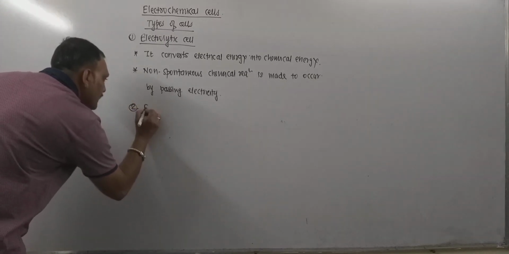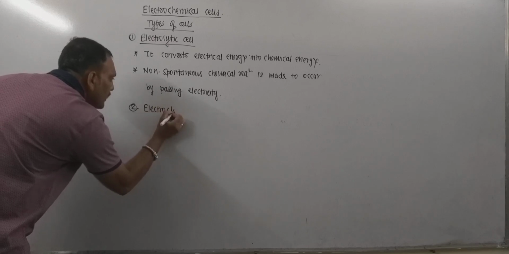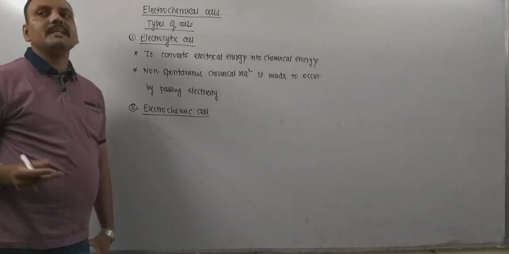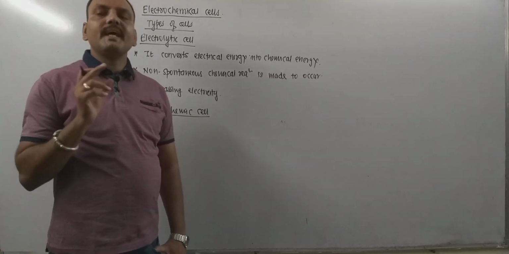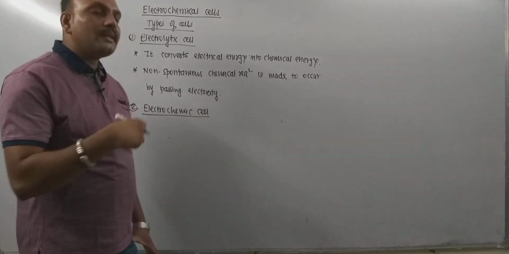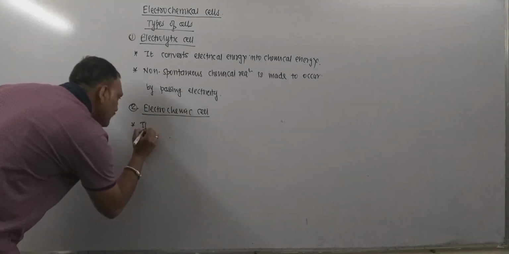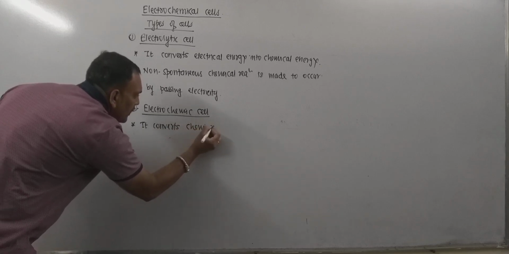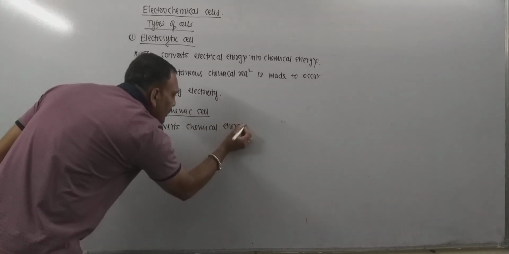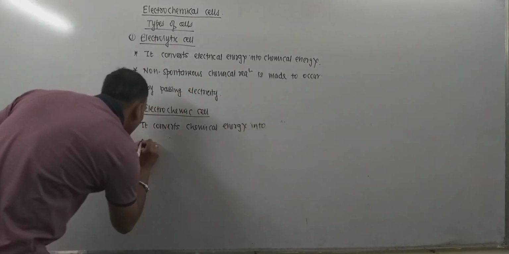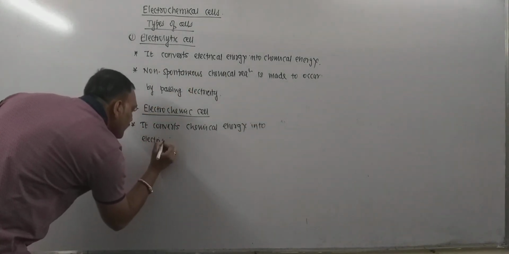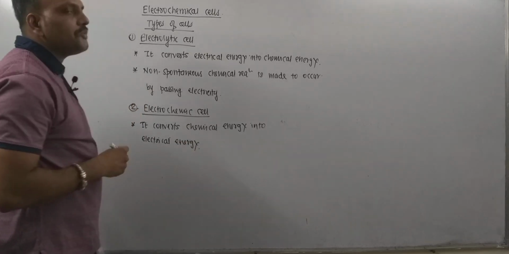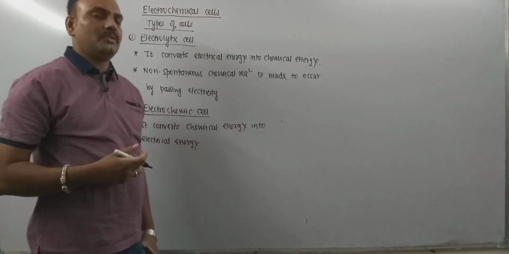And another variety, the electrochemical cell. Now, an electrochemical cell is a device which can convert chemical energy into electrical energy. I mean, it converts chemical energy into electrical energy. So this is a device which provides electricity to us.